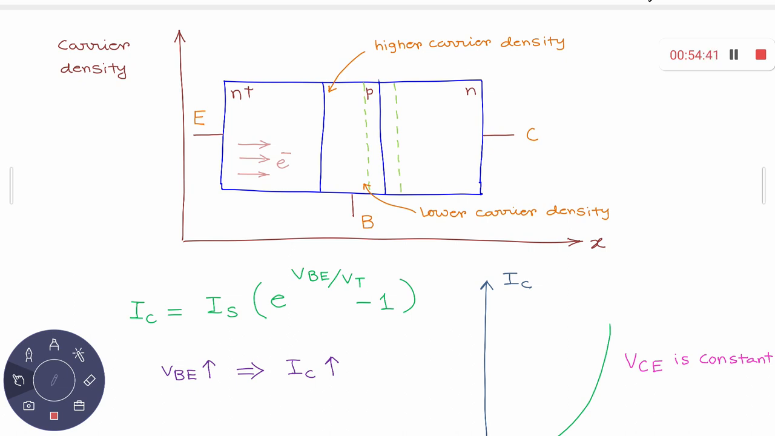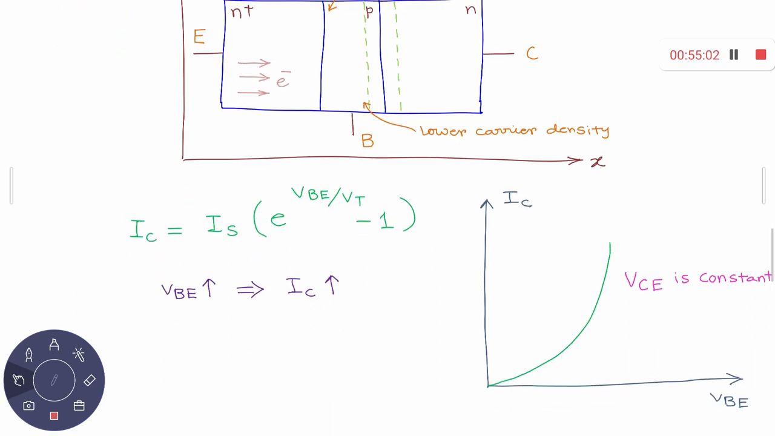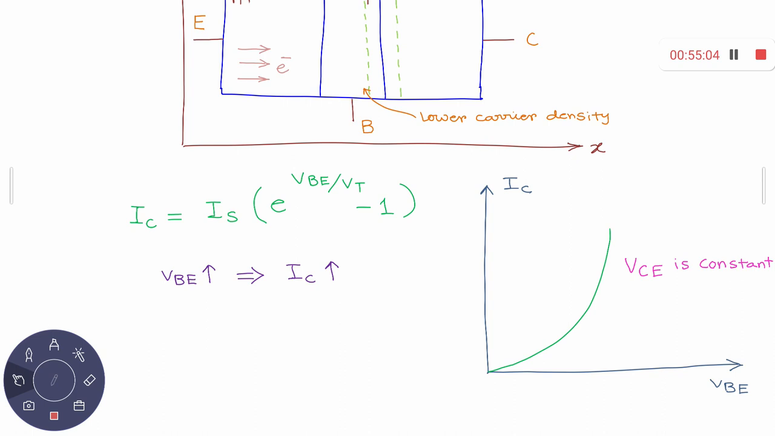Then the next part is, you must be knowing that IC is a function of VCE also. That is not apparent from this expression. Here we have shown IC as a function of VBE, and it will increase exponentially, something like this. IC is equal to IS e to the power VBE by VT minus 1.